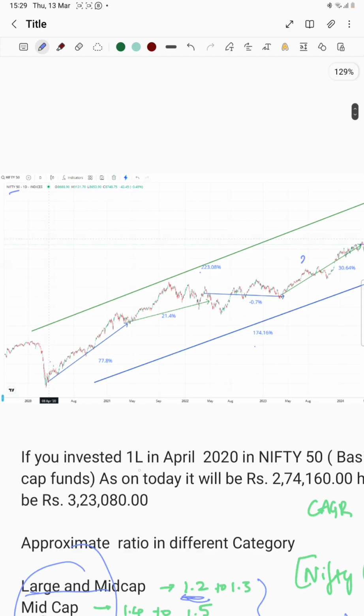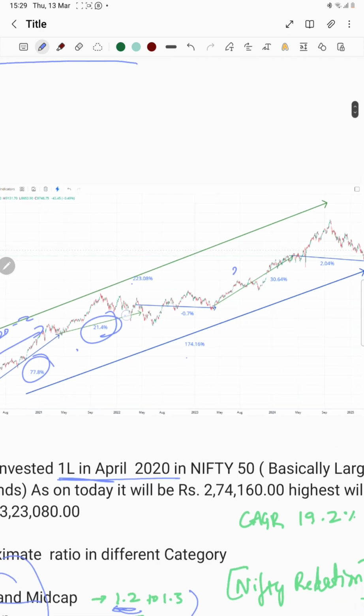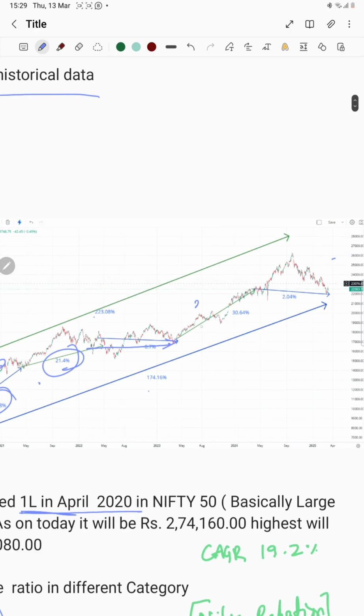Okay, if you had invested 1 lakh rupees in April 2020, from April 2020 to April 2021, Nifty has generated around 77.8%. 21 to 22, it has generated 21%, and 22 to 23, it has generated a flat return, and 23 to 24 it has generated 30%. 24 to 25, even though it had fluctuated to the upper side earlier, at the end of the financial year it came down and gave a flat return.